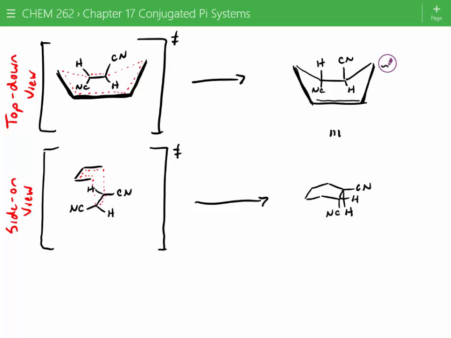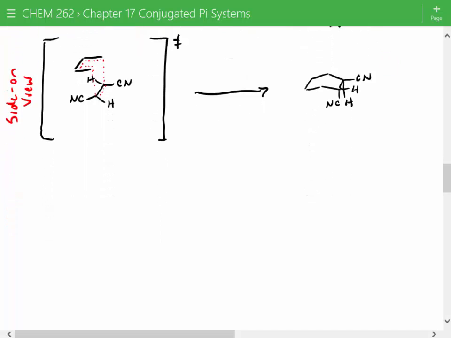All right, so now let's do another practice one, and we'll see if we can do this without even drawing the transition state.